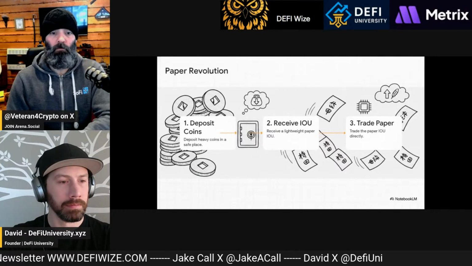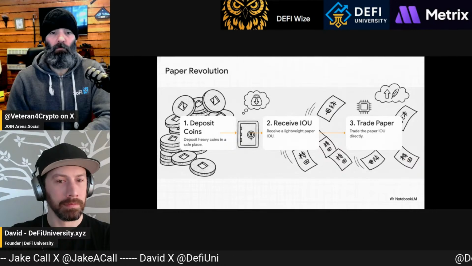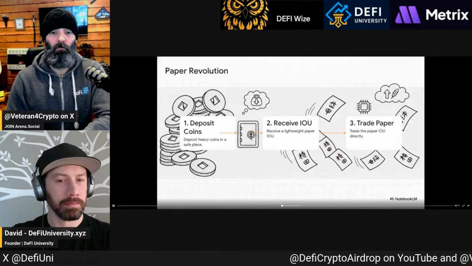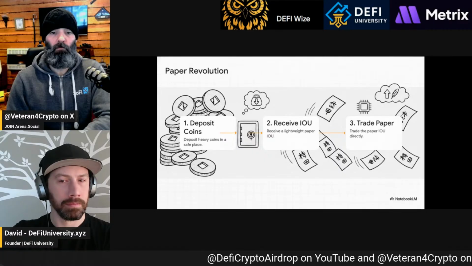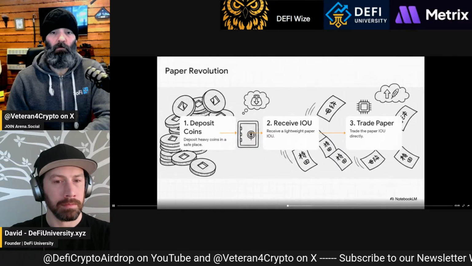People started taking their heavy coins to a safe place for deposit. In return, they got a piece of paper, basically an IOU. And it didn't take long for them to realize, hey, wait a minute, it's a lot easier to just trade these lightweight pieces of paper. It was like a software update for money. Version 2.0 solved the weight problem.